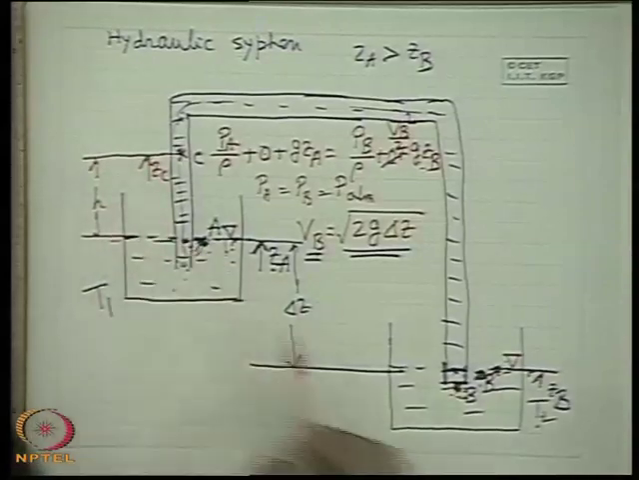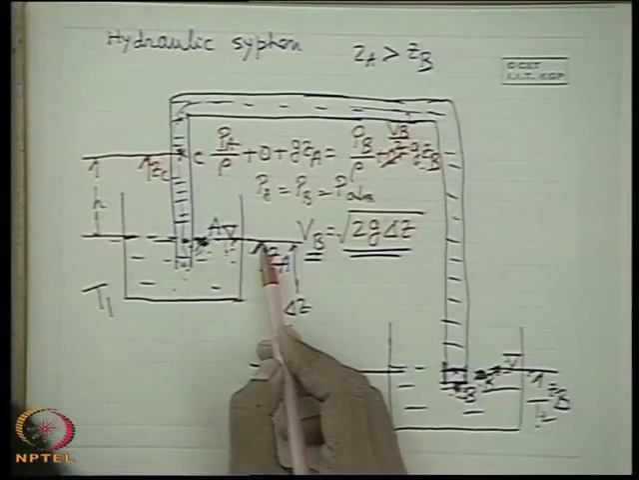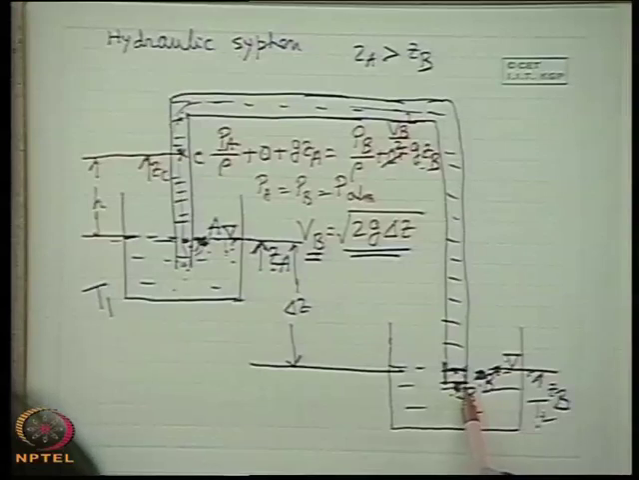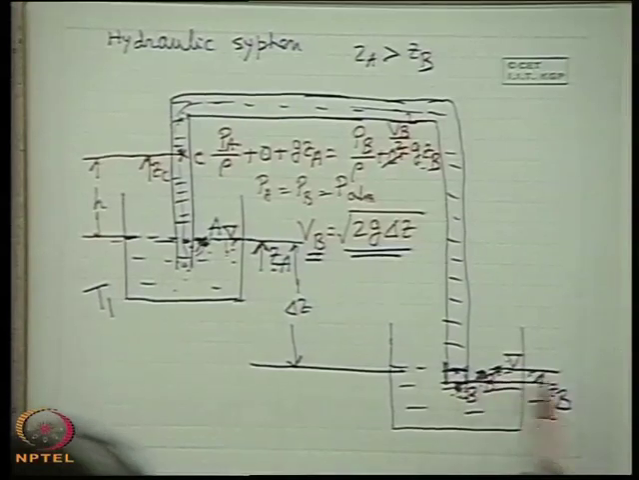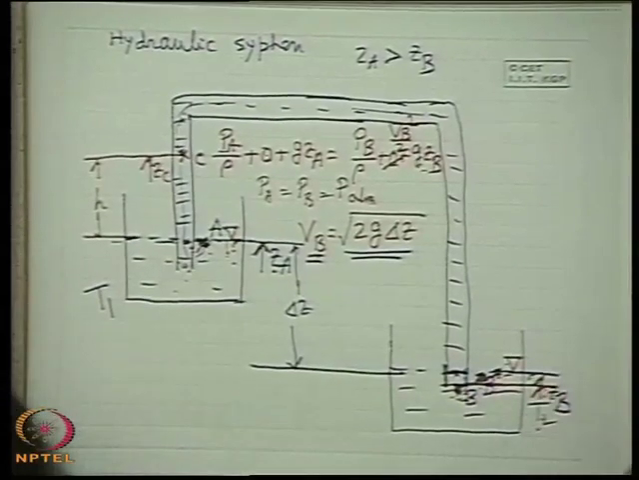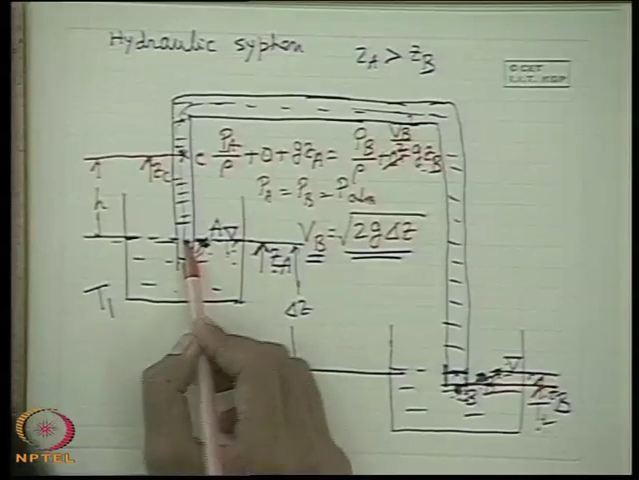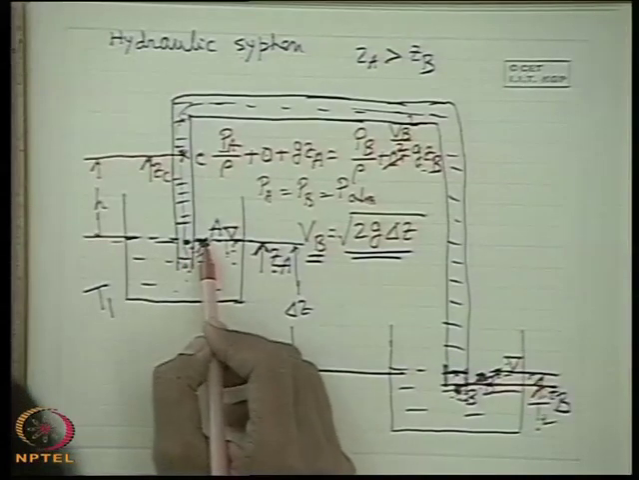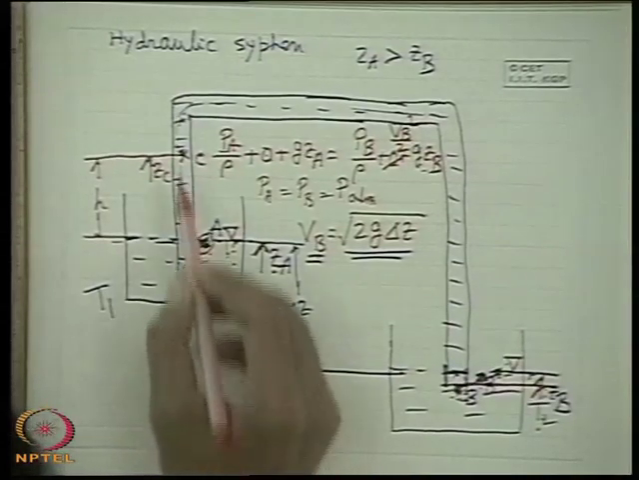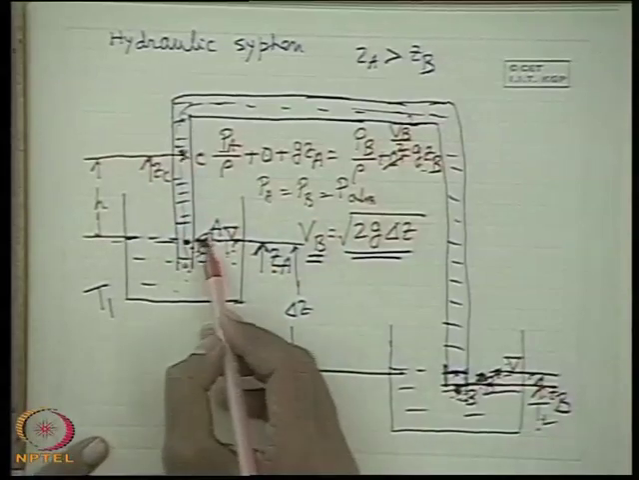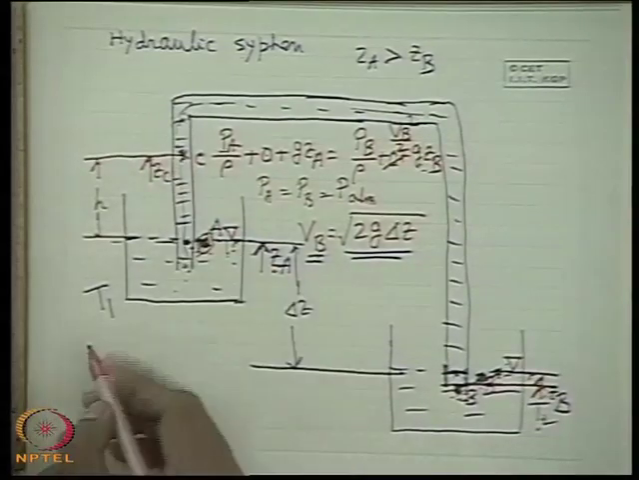Zc is the elevation measured from the same datum from which the elevation of A is Za. The elevation of point B is Zb, like this. So now if we write the Bernoulli's equation from this point A, which is at the free surface, and point C, what can we write?